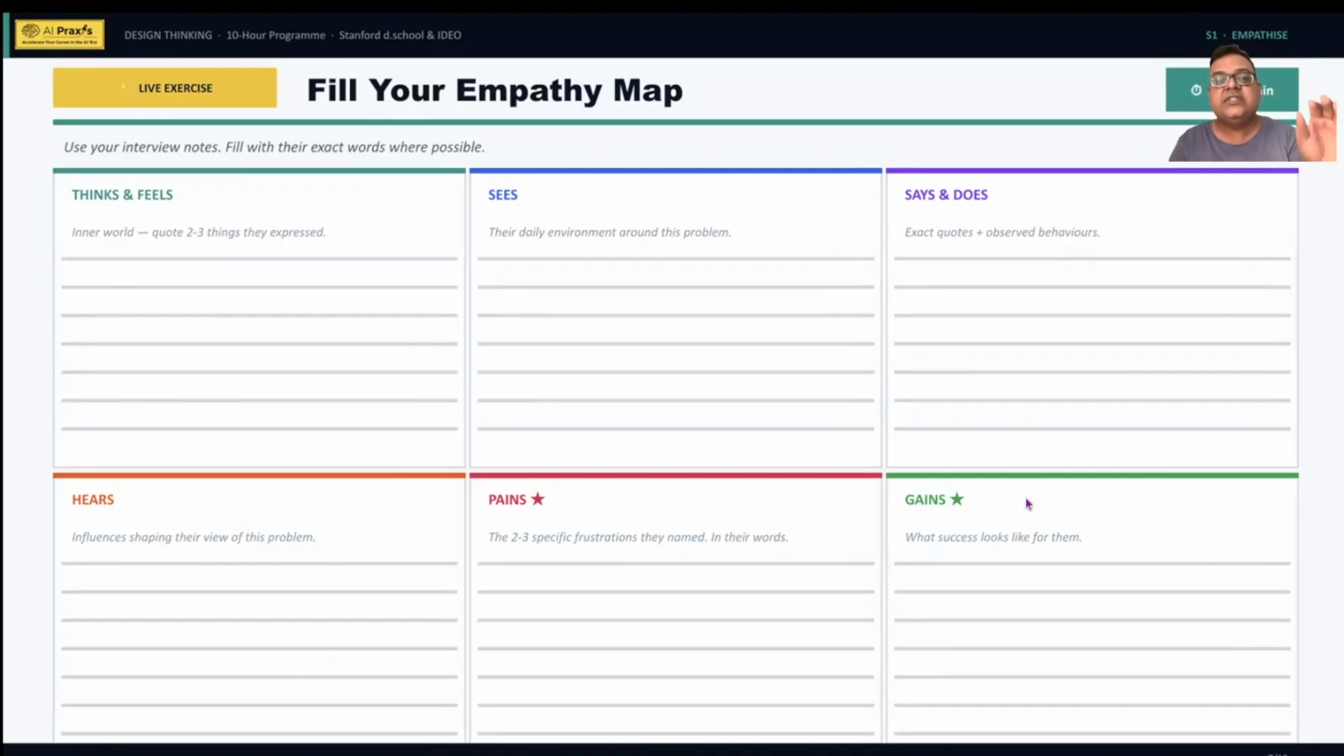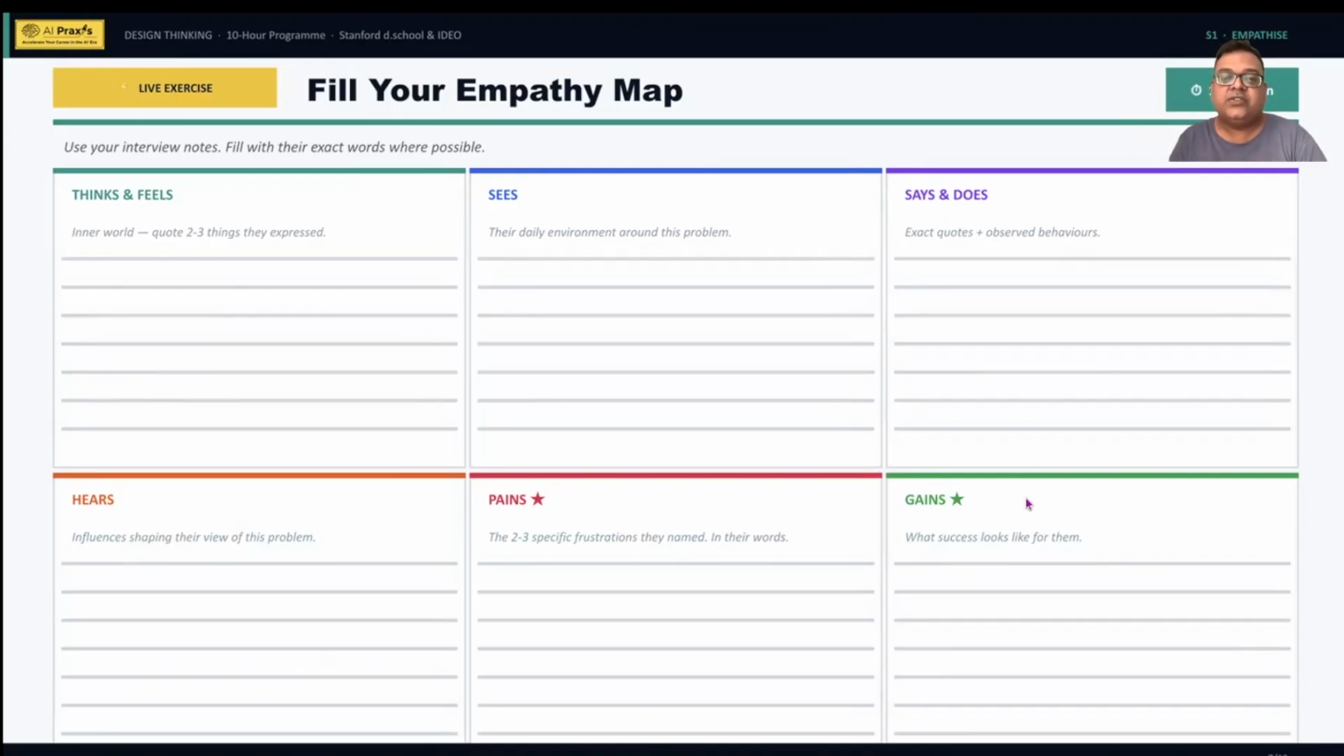Step number two is use their exact words. Notice the instruction on the slide. Fill the map using their exact words wherever possible. This is extremely powerful, extremely important. Suppose your participant said, I always feel like I'm running behind everyone else. Don't rewrite it as the user lacks confidence. I already told you, those are your words. Instead, you record the exact sentence: I always feel like I'm running behind everyone else. Why? Because their words reveal how they see the world, and that's exactly what we're trying to understand.